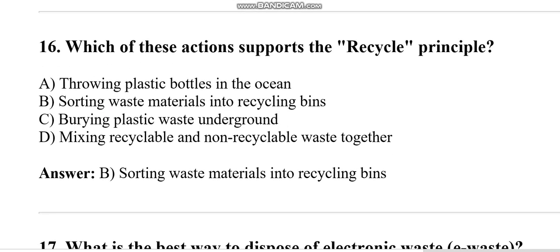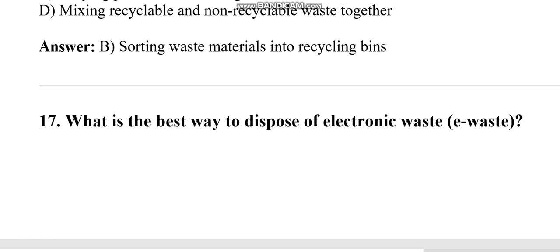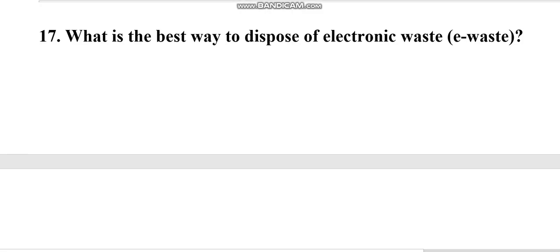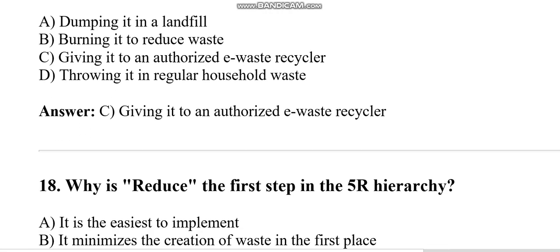Then question number 16 is, which of these actions support the recycle principle? Sorting waste material into recycling bins, these actions support recycle principle. Question number 17 is, what is the best way to dispose the electronic waste, that is e-waste? Giving it to an authorized e-waste recycler, it is the best way.